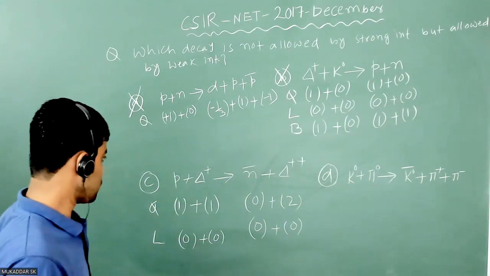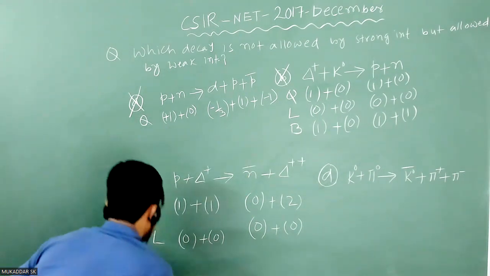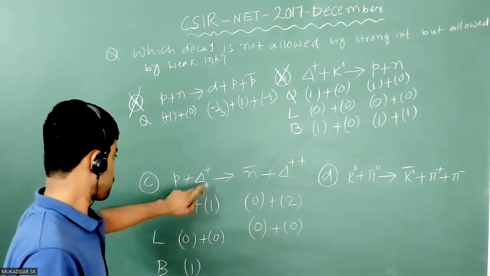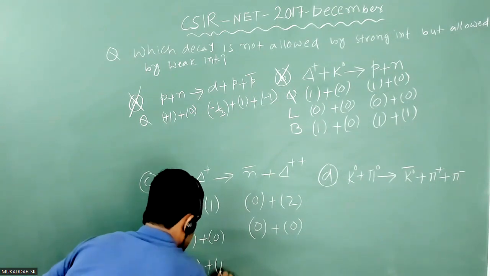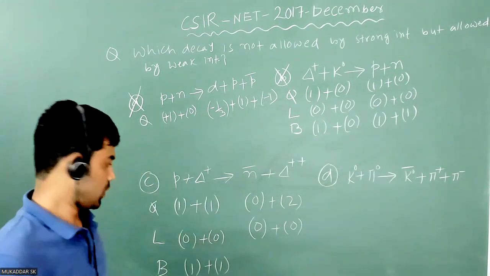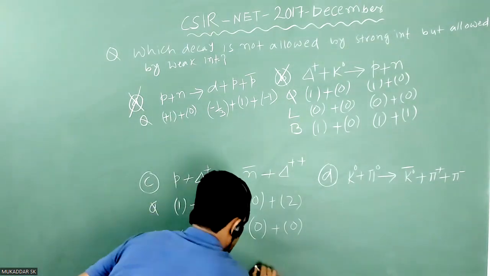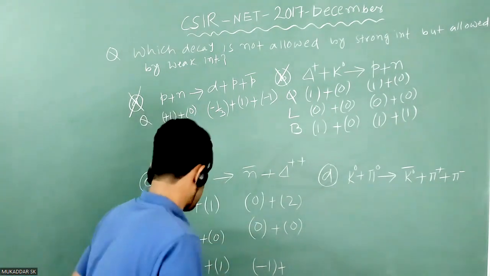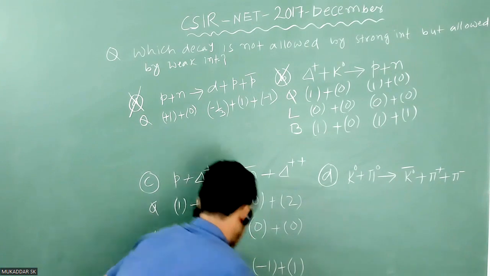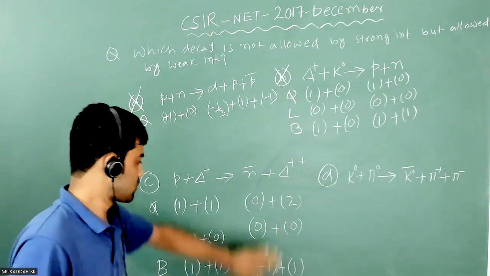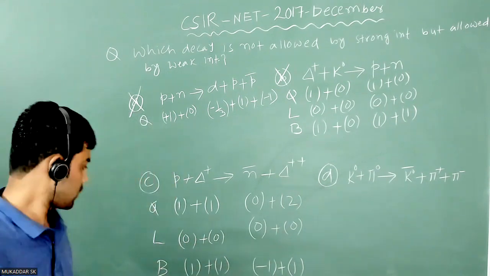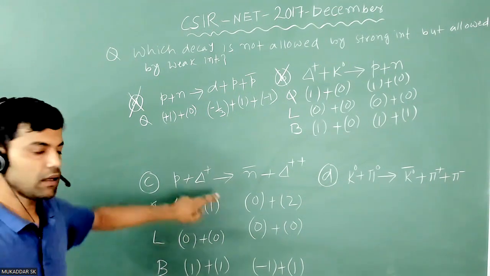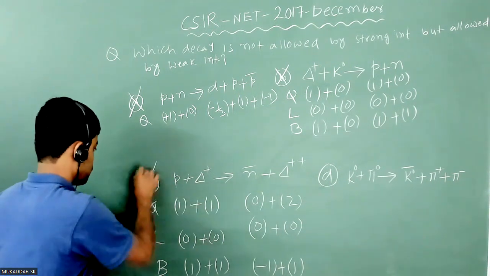Okay, now we'll check baryon conservation. Proton is a baryon particle, obviously this number will be +1. And same is true for delta plus, this will be +1. N bar is an anti-baryon, so that's why this number will be -1. And for delta double plus, this is also a baryon particle, so this number will be 1. So on the right hand side, the summation of this number is 0, but on the left hand side this number is +2. So again baryon is not conserved for this decay, that's why this decay is not allowed.